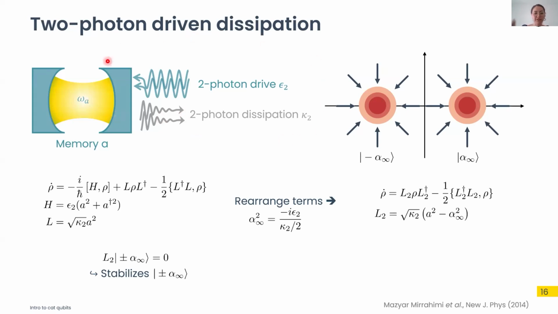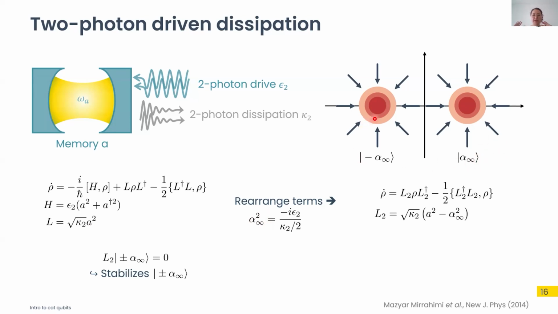So you prohibit having one photon exchanges. And when you look at the dynamics we describe, you have this Hamiltonian that injects photons 2 by 2. We have this dissipator that dissipates photons also 2 by 2. So the a square is for that. The steady state of this dynamic is going to be alpha steady state square here. So the plus alpha and the minus alpha are steady states of this dynamic.